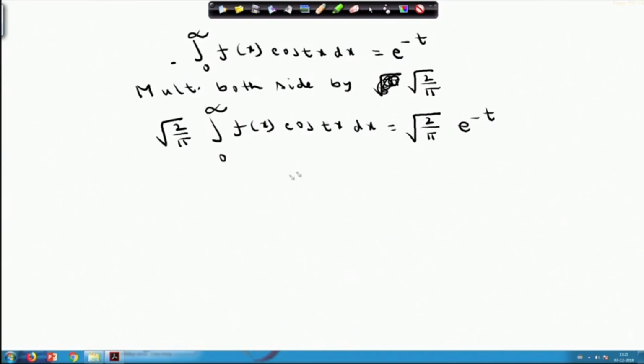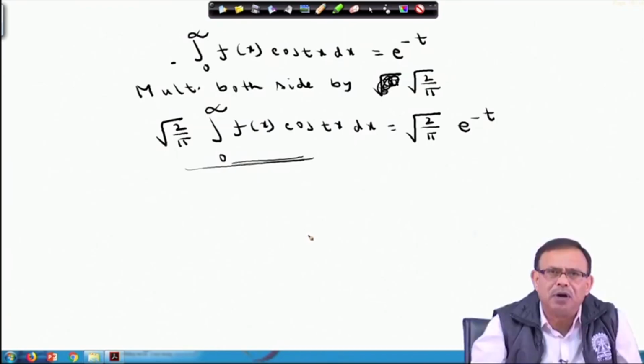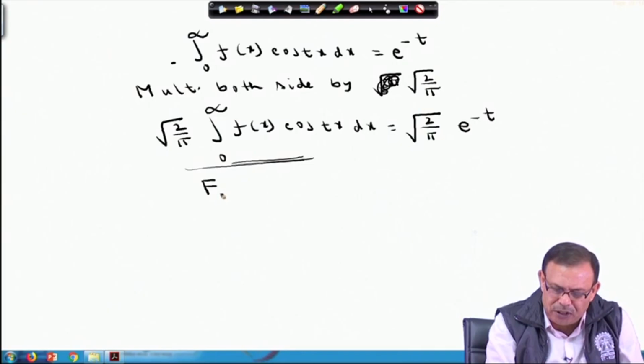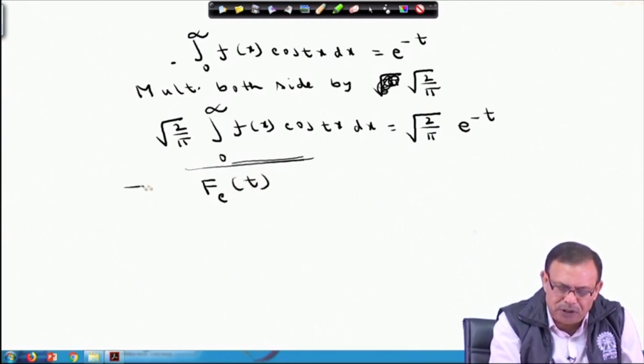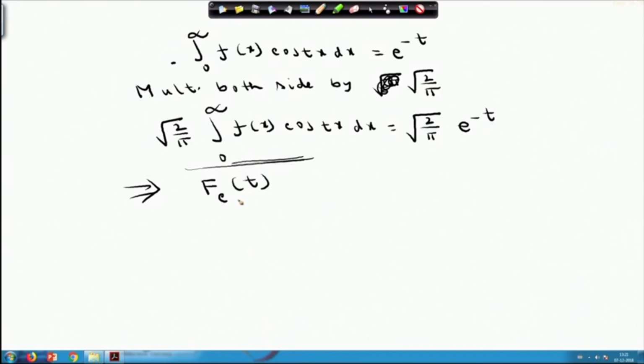Is this integral familiar to you? If you remember, this integral is nothing but the Fourier cosine transform of f(x), because from the definition, the Fourier cosine transform of f(x) is nothing but root over 2 by pi integral 0 to infinity f(x) cos(tx) dx. So, I can write it as capital F_c(t), this integral. This is nothing but the Fourier cosine transform of f, and this equals root over 2 by pi e power minus t.